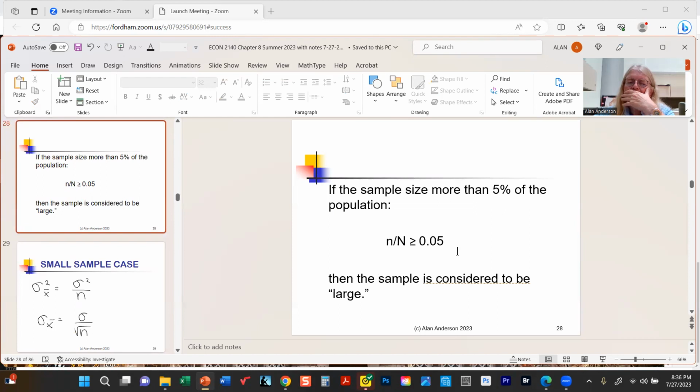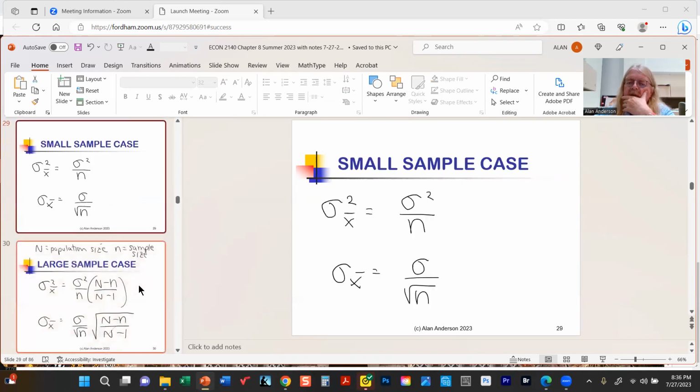Okay, so what I've done here is I've summarized these for you. If we have a small sample, then these are the formulas you will use for the variance and the standard deviation of X bar. What you're doing is you're taking, in the first case, the population variance and dividing it by the sample size. In the second case, you're taking the square root of the variance of X bar.